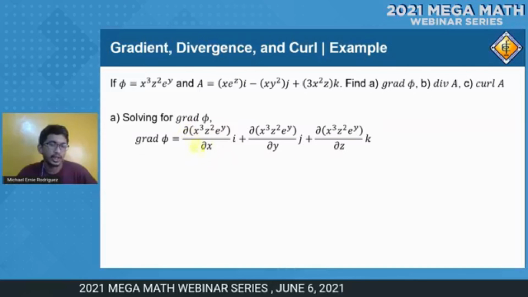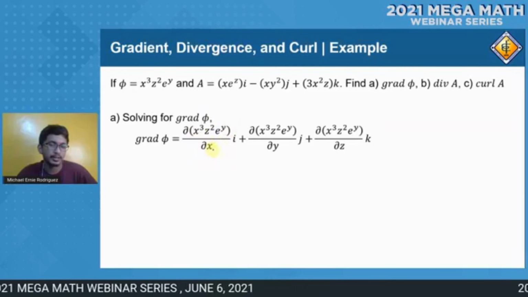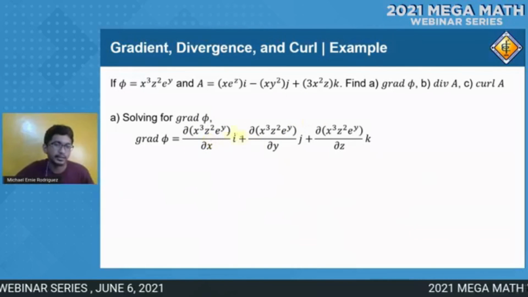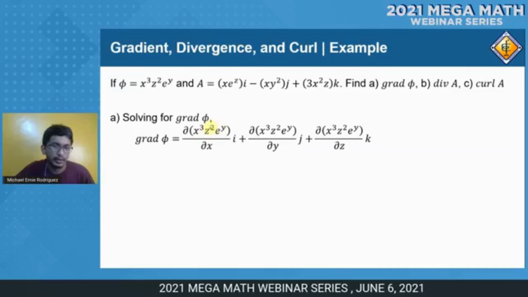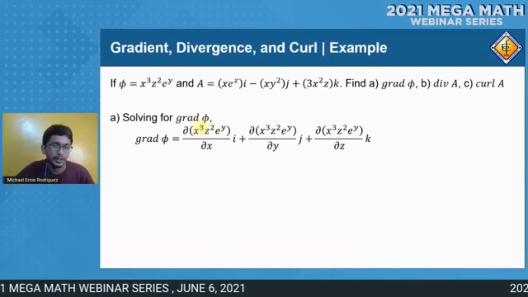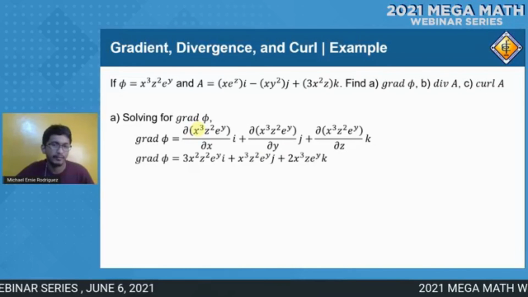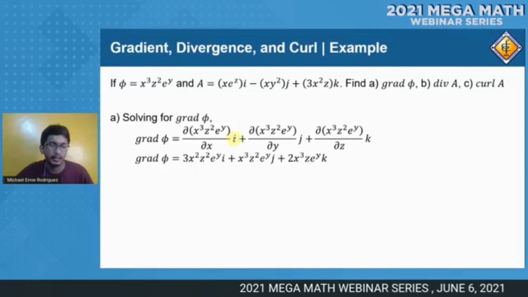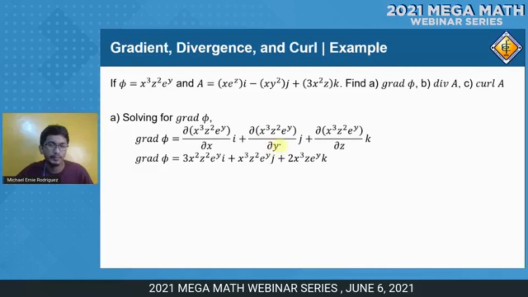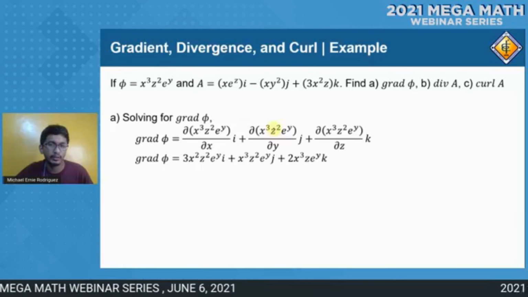take the partial derivative with respect to x. So pag with respect to x, okay, yung other variables are treated as constant. So ito, z squared e raised to y, constant na to. So ang derivative ng x cubed is 3x squared. So we have 3x squared z squared e raised to y times i. Okay? And then pag y naman, with respect to y, constant ito, yung x cubed tsaka z squared.